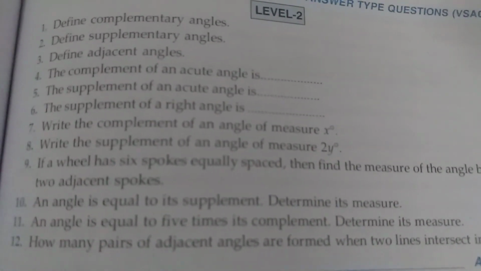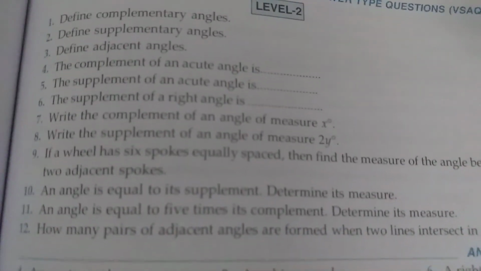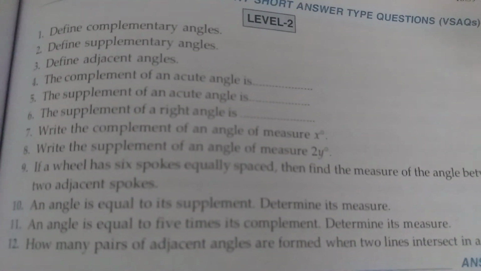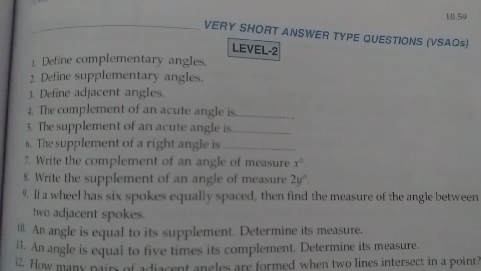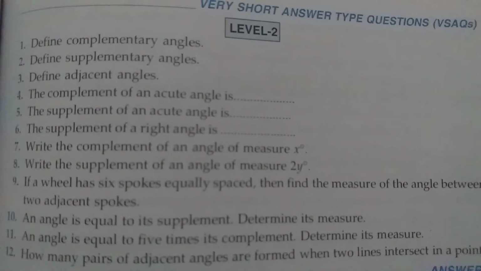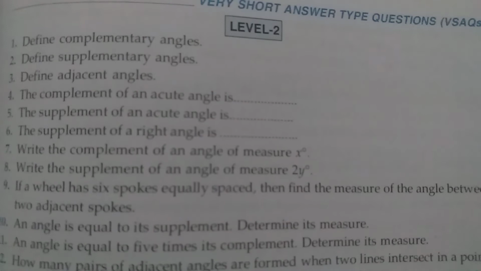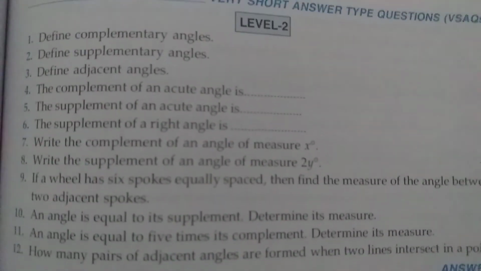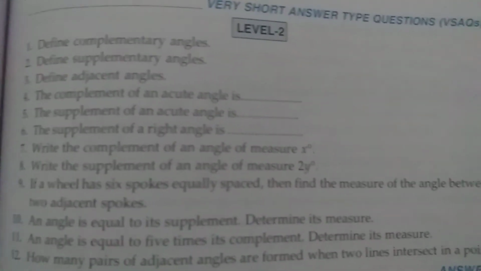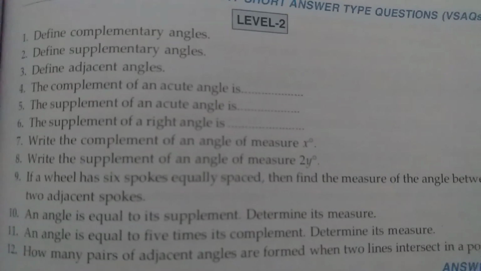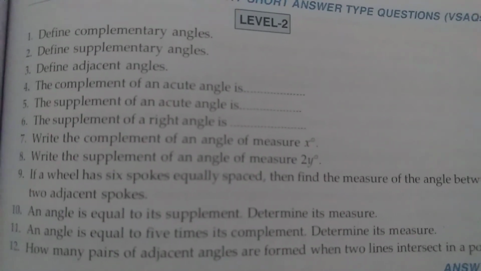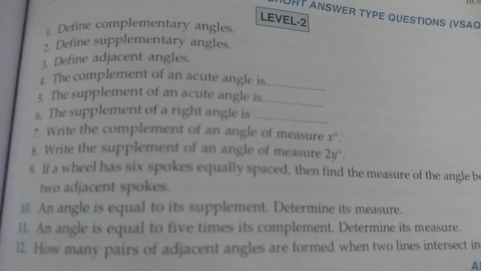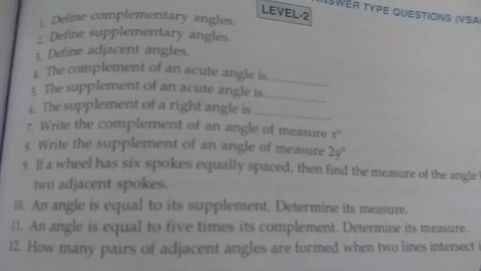So the next question is an angle is equal to 5 times its complement. Determine its measure. Therefore the equation would be 90 minus 6x equal to 0. 90 equal to 6x and x equal to 15. So we have to multiply that with 5. So 5 into 15 equal to 75. So the answer is 75.